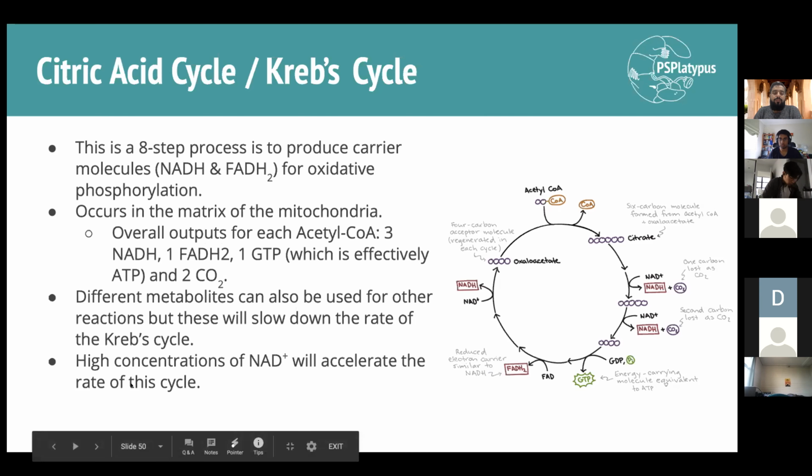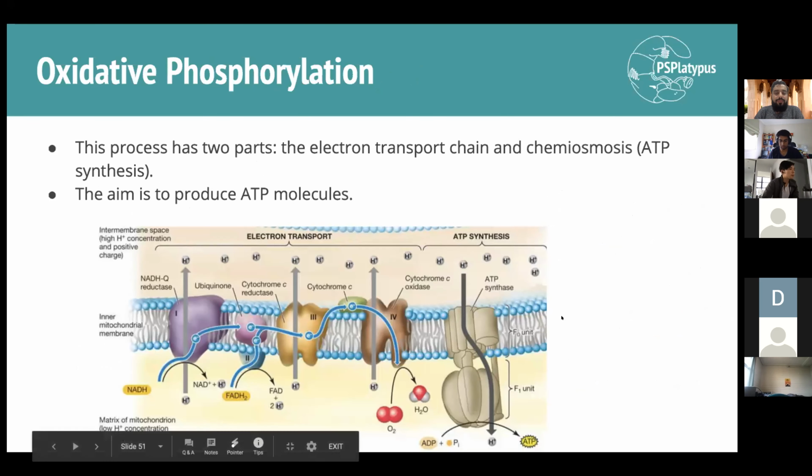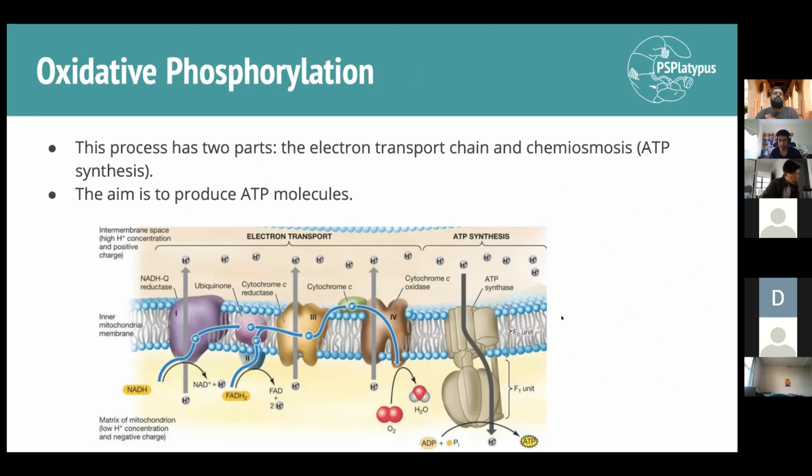Also, one important point we need to understand is that we need high concentrations of NAD plus during this phase because we will use them to produce NADH. Then we'll move to the last stage of producing ATP, which is oxidative phosphorylation. It has two parts, the electron transport chain and chemiosmosis, or we might call it ATP synthesis. And the aim is to produce ATP molecules.